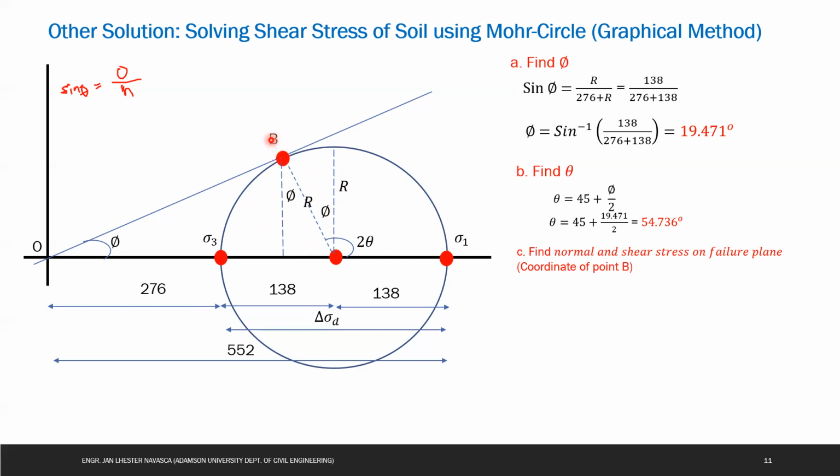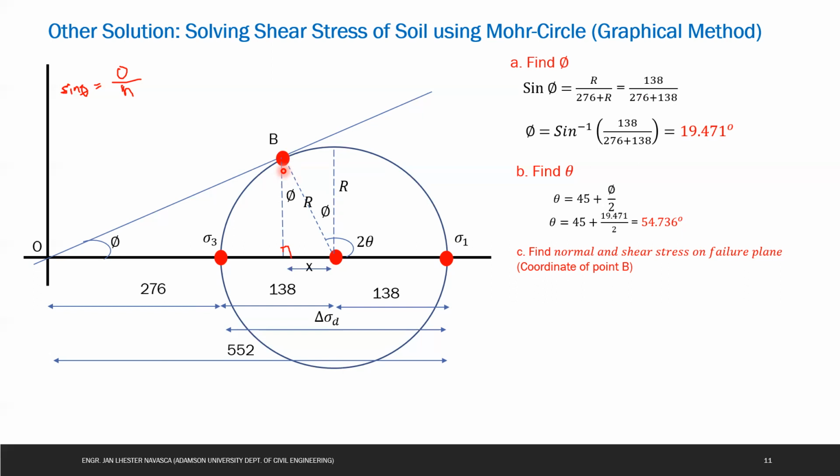So, paano yon? So, alam natin na this one is 90 degrees. This one is 90 degrees. Okay? So, paano natin malalaman yan? So, alam natin ang location na to mula dun sa point O is 276 plus 138. So in order to find the x coordinate of this point B, kailangan nating malaman yung distance na to, the x distance nito. So the x distance is yung ima-minus natin sa 276 plus 138 to get the normal stress of point B or the normal stress at the failure plane.